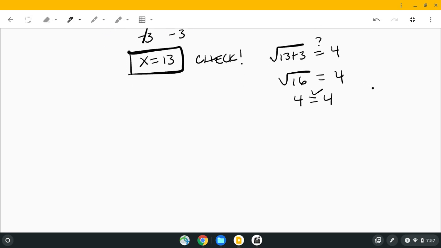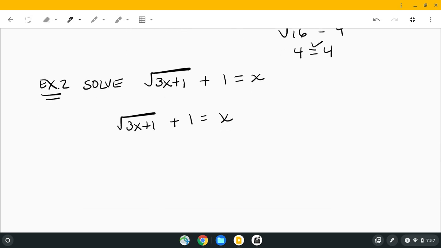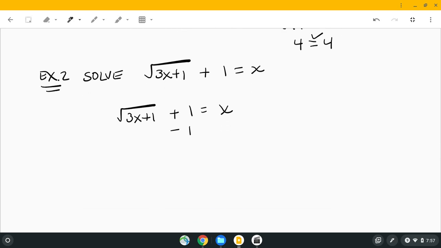All right, let's try another one. Let's solve the square root of 3x plus 1 equals x. Again, we still only have one radical, so we're going to isolate this radical. That means we're going to have to subtract 1 on both sides. But before I do that, let me write the problem down here. So isolate the radical. So let's subtract 1.